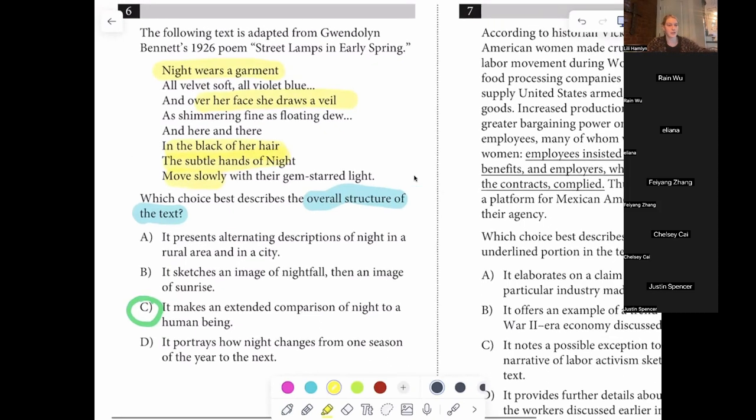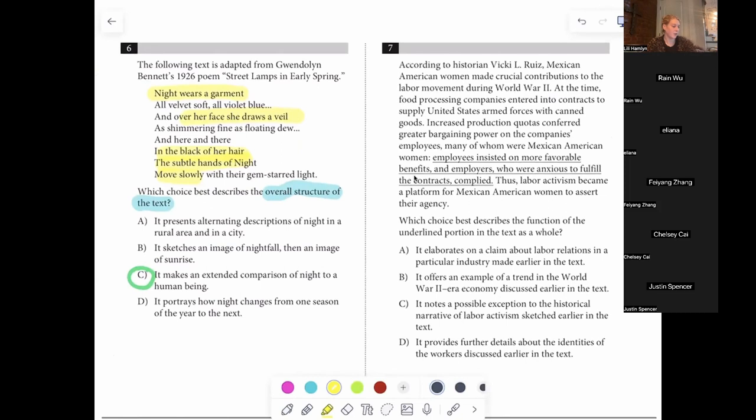All right, fantastic. What did everyone get for number seven? This is one of these function of the underlying portion of the text as a whole questions. Great. Yeah, so here it is that it elaborates on a claim about labor relations in a particular industry made earlier. The claim we're dealing with earlier is that increased production quotas conferred greater bargaining power on companies' employees, many of whom were Mexican American women. And then this is an elaboration.